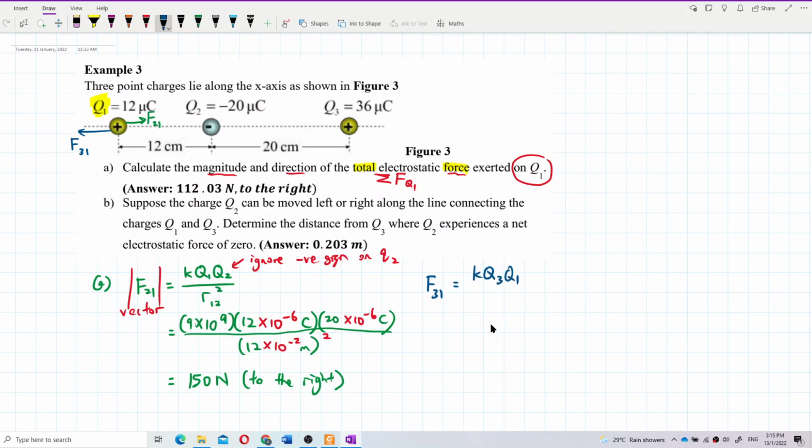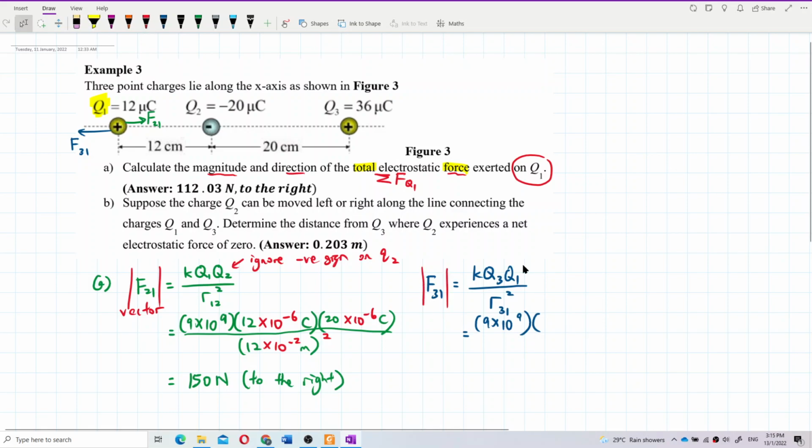Q3, Q1. Yeah, between charge 3 and charge 1. Distance between 3 and 1. Okay, so let's write in the value. 9 exponent 9. Again remember this is a modulus, so it's a vector quantity. We just want to find the magnitude, so ignore the negative sign if you have any. Q1 and Q3 both positive charge, so still positive.